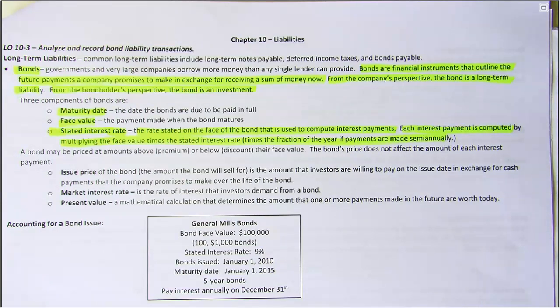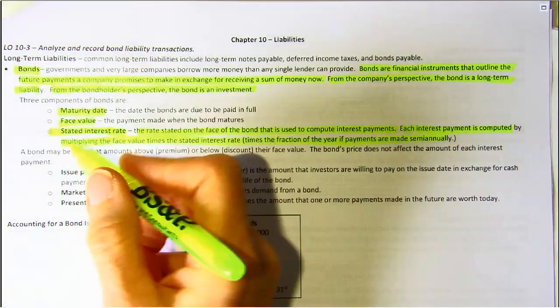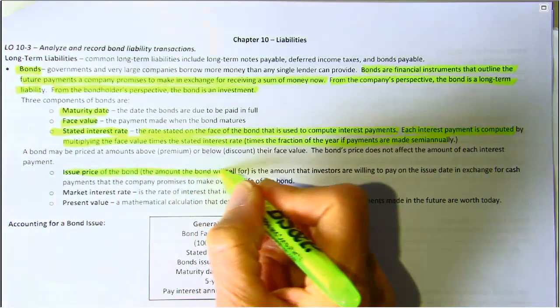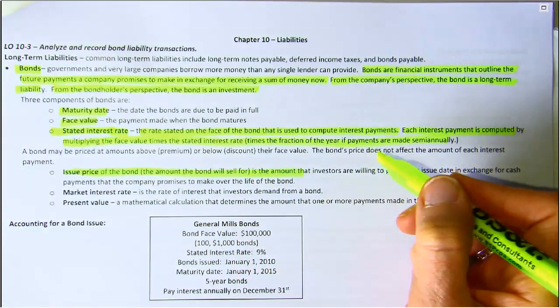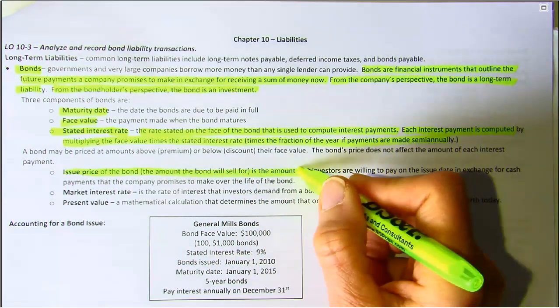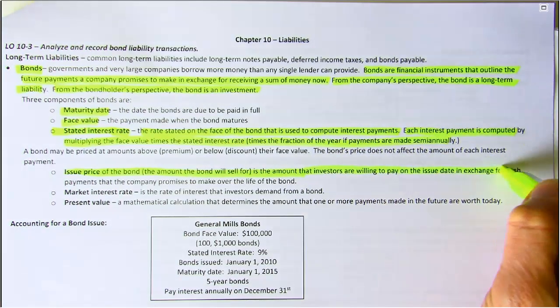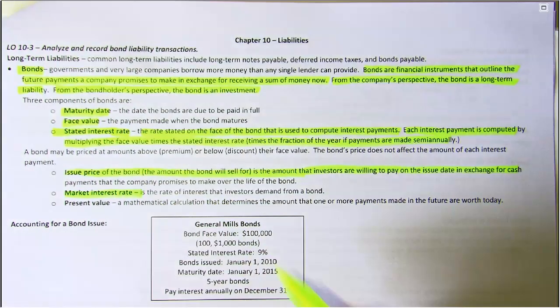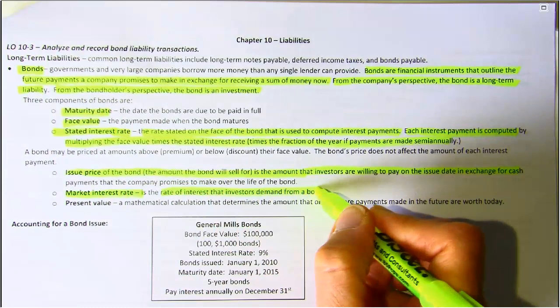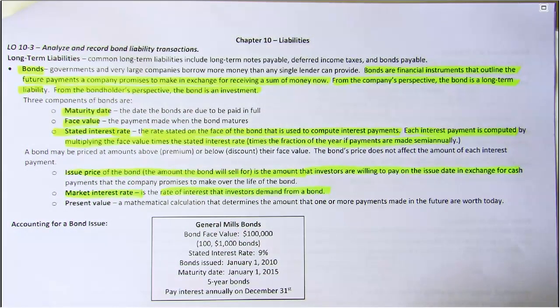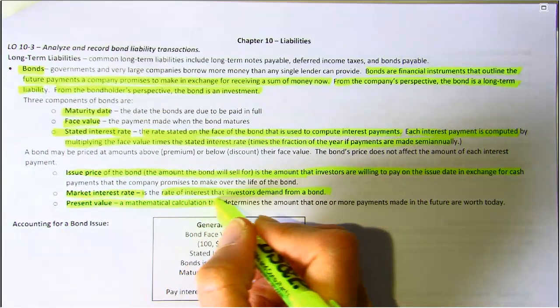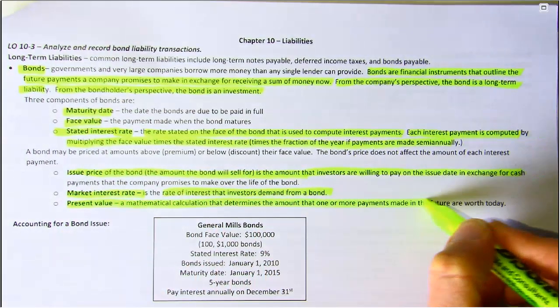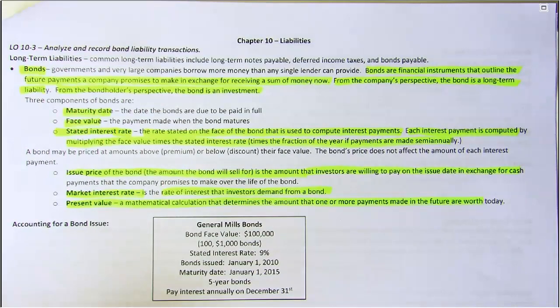Okay, so let's take a look at a few terms here. The issue price is the amount that the bond will sell for. That's the amount bondholders or investors are willing to pay on the issue date in exchange for the cash payments that the company is going to be making over the lifetime of the bond. The market rate of interest is the rate of interest that investors are demanding from bonds on that date, and the present value, that's a calculation that we use to calculate that interest or the issue price.